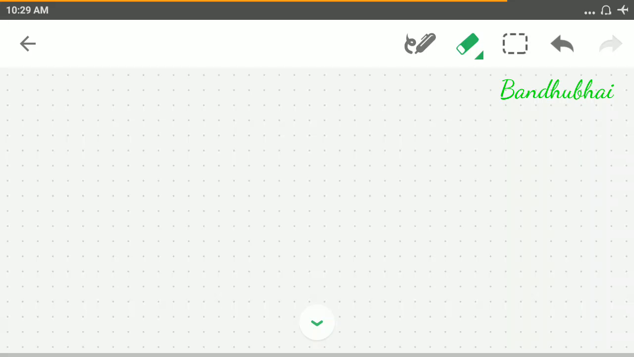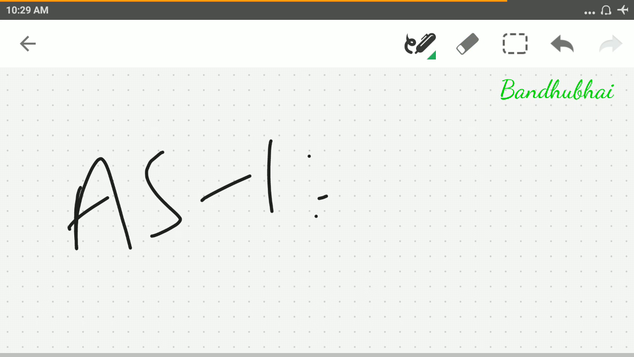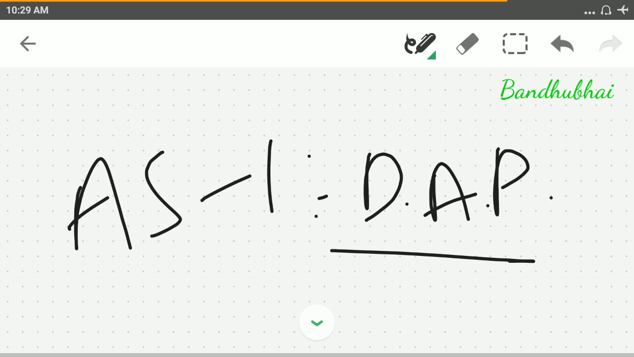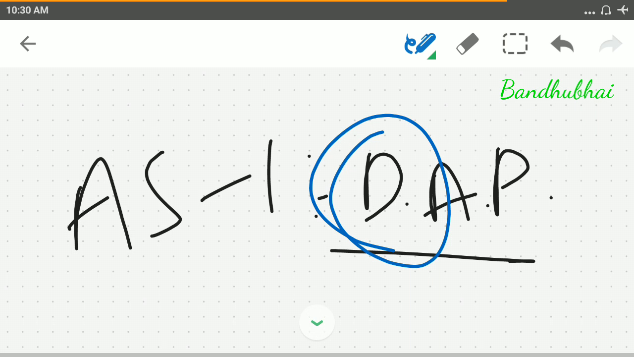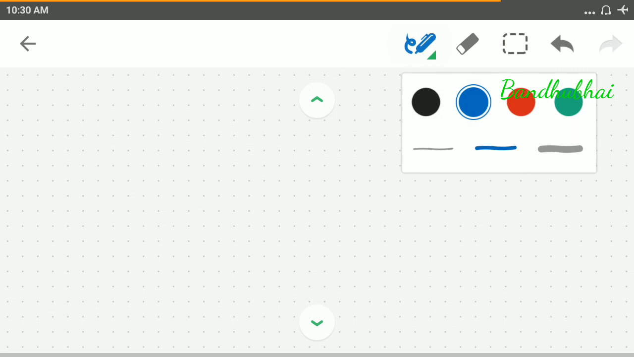Hi friends, let's have a look at one of the easiest topics: disclosure of accounting policy. The statement itself clearly defines what this disclosure of accounting policy is. So what is the accounting policy that you want?